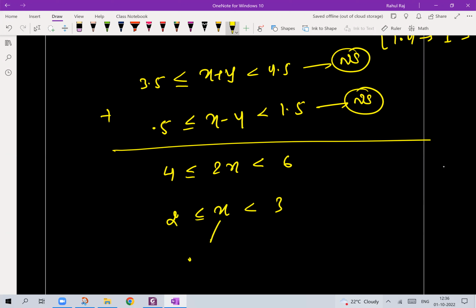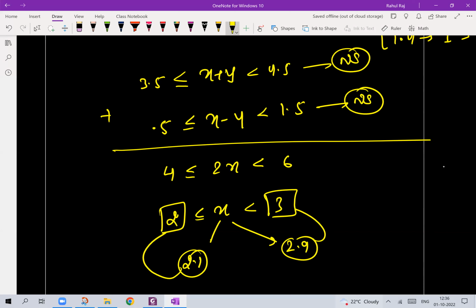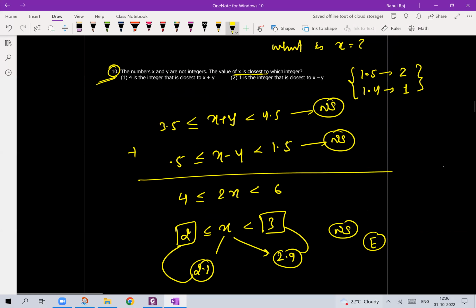Imagine the value of x can be 2.1. It is close to integer 2. But the value of x can also be 2.9, and this is close to integer 3. So this is not sufficient. I had to find the value of x. Look into the question properly.